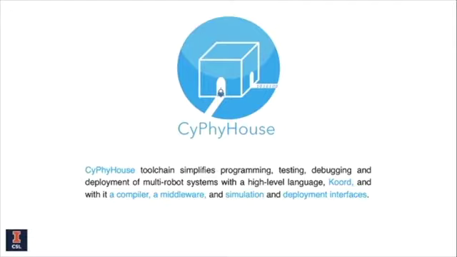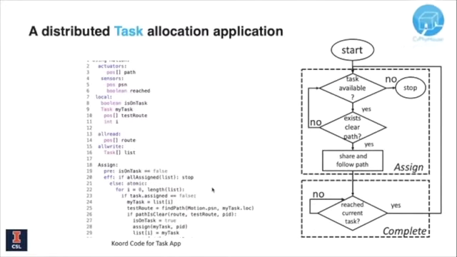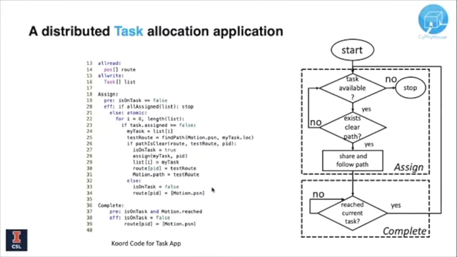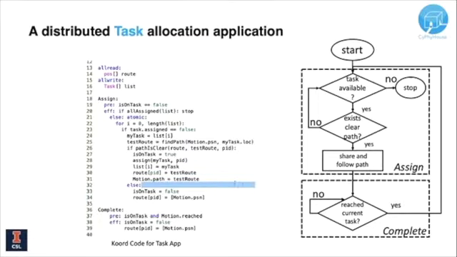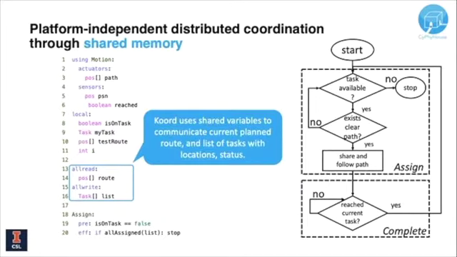Let's see how the design of the task application gets implemented in the CyPhyHouse toolchain. The code for the task application is about 50 lines. We designed the Quad language with features that abstract away standard but tedious platform-specific control functionality and difficult and error-prone coordination across distributed and possibly heterogeneous robots. For this task application, robots coordinate between each other through shared variables with different permissions for reads and writes. The list of tasks with locations and status of each task and the currently planned path of each robot are shared using such shared variables.